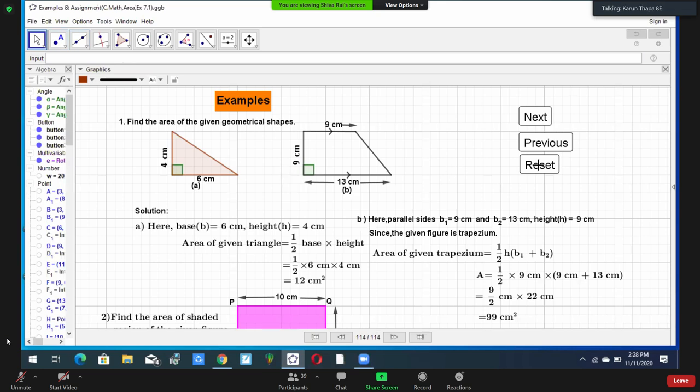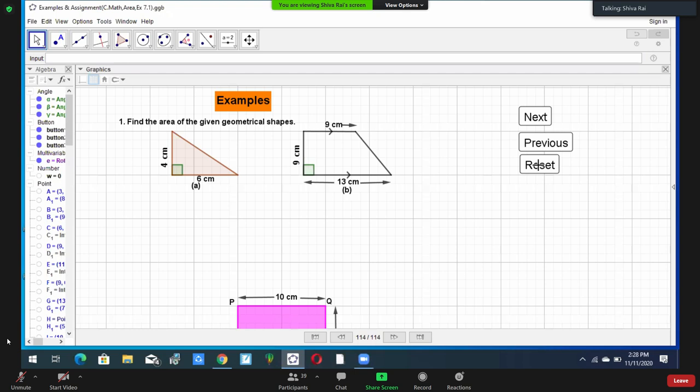Okay, examples. Find the area of the given geometrical shapes. It is from the book. You open your book, you will find this on pages 62 and 63. The book's figures will be helpful to you, so I am choosing the problems from the book. Look at number 1: find the area of the given geometrical shapes. Number 1 is clear. What figure is this? Triangle.